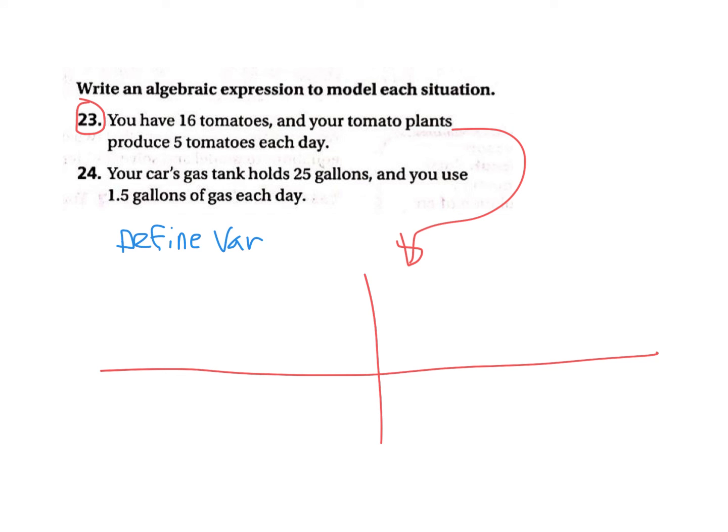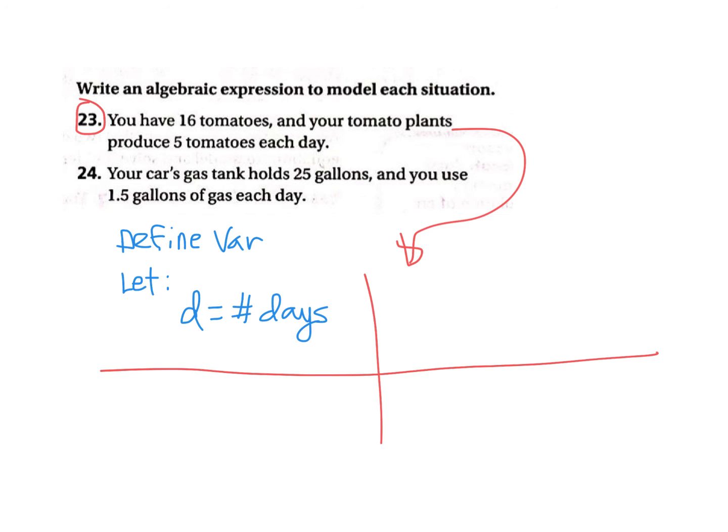And so here it says, you have 16 tomatoes and your tomato plants produce 5 tomatoes each day. So the thing that causes you to get new tomatoes would be the passing of a day. So if you knew how many days had occurred, you would be able to figure out how many tomatoes in total that you have. So I'm going to let D equal number of days. So you do have to define that variable.